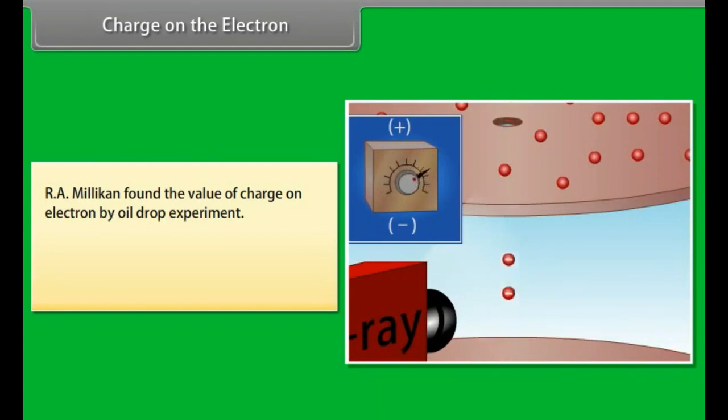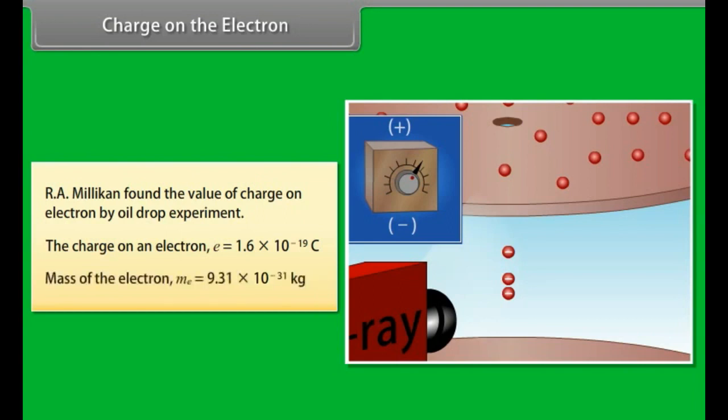The X-rays ionize the molecules of air. One or more electrons thus produced may be absorbed by an oil droplet. Thus, the charge on an electron e is equal to 1.6 × 10^-19 coulomb. Mass of the electron me is equal to 9.31 × 10^-31 kilogram.